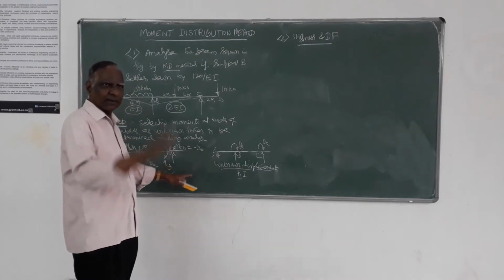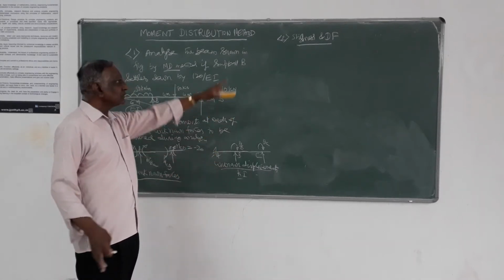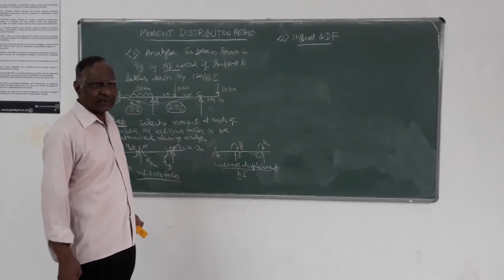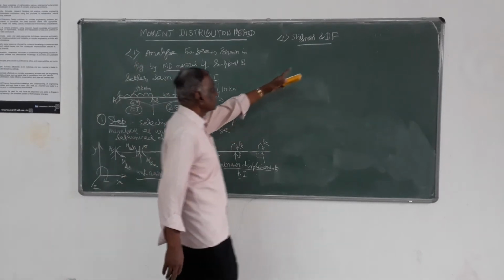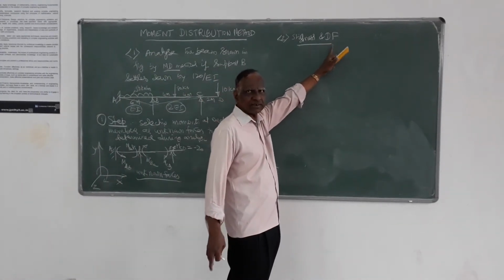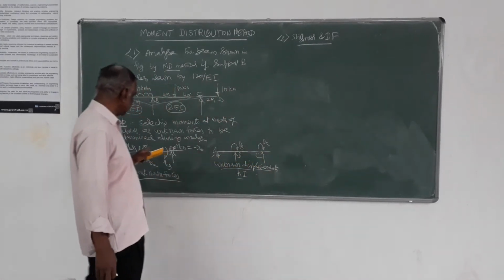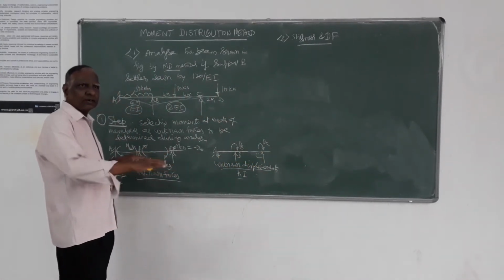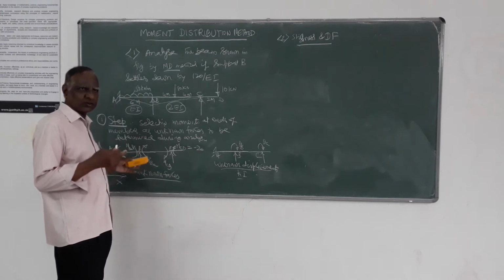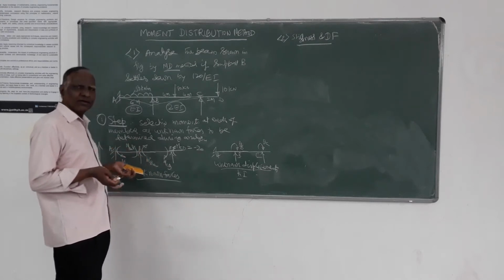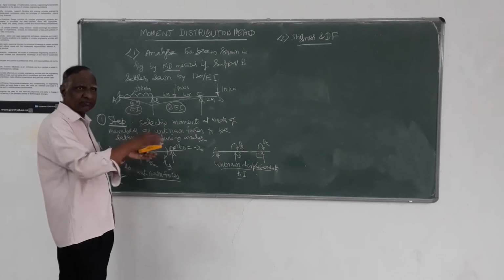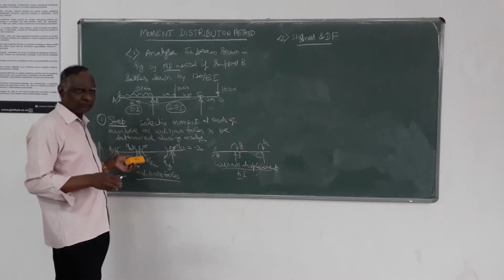First step is the same as in slope deflection. Second is stiffness and distribution factor. Since it is mainly the distribution factor, it will come into the picture only at the joints where more than one member is there. There only we have to determine the distribution factor. Otherwise there is no question of any distribution if only one member is there.